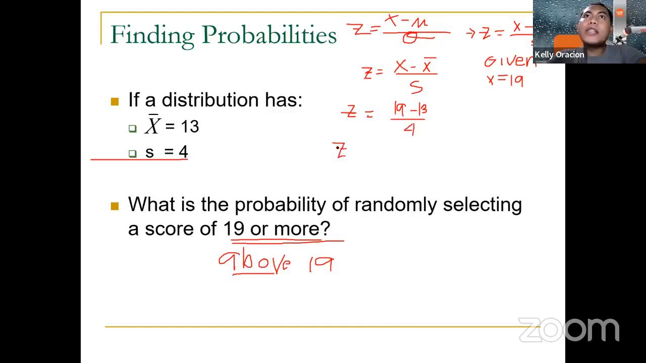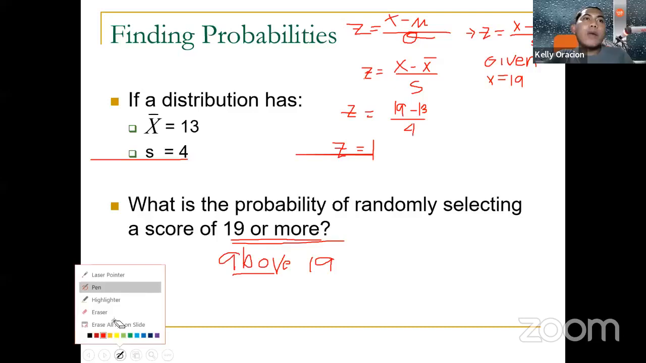What is the value of the z-score? Chinin, what's the value of z? Kindly divide 19 minus 13 by 4. Okay, 1.5, sir. Okay, very good. The value of the z-score is 1.5. Again, the value of the z-score is 1.5.